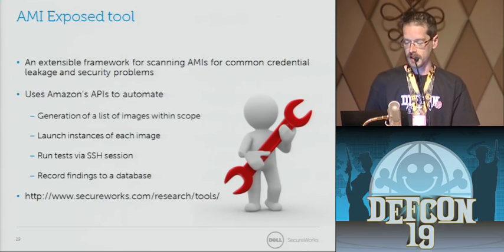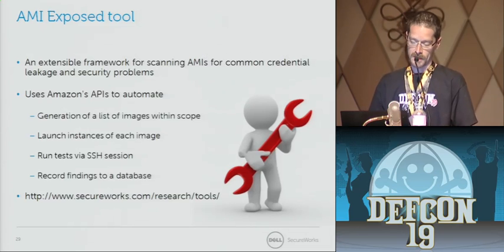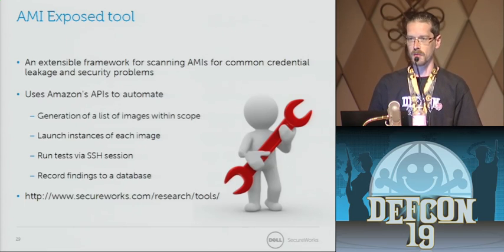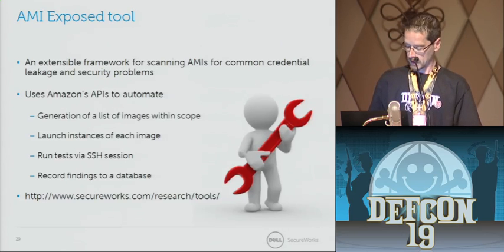Once the scope is generated, we iterate through all the images, launch an instance, run tests over SSH, and record findings to a database. The tool is released on our website, secureworks.com/research/tools. There's currently a little bit of a problem with the file that we're going to get corrected probably Monday morning. So if you have any trouble downloading it in the meantime, I apologize for that.